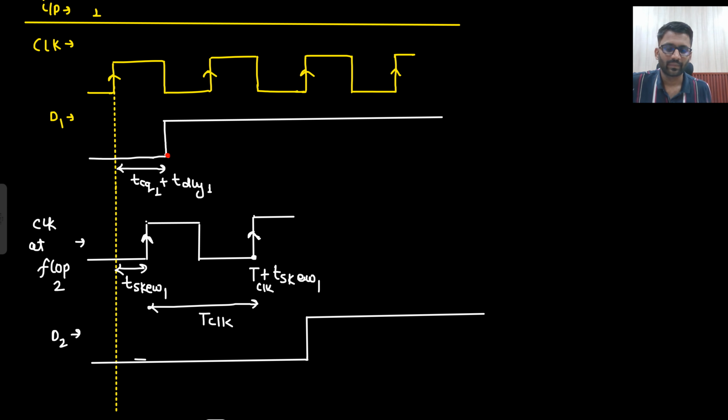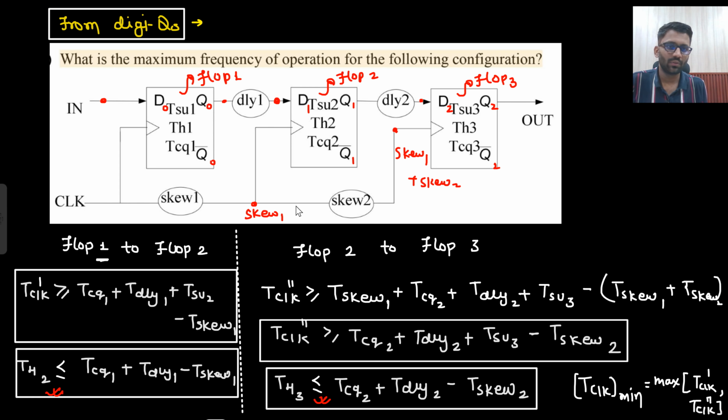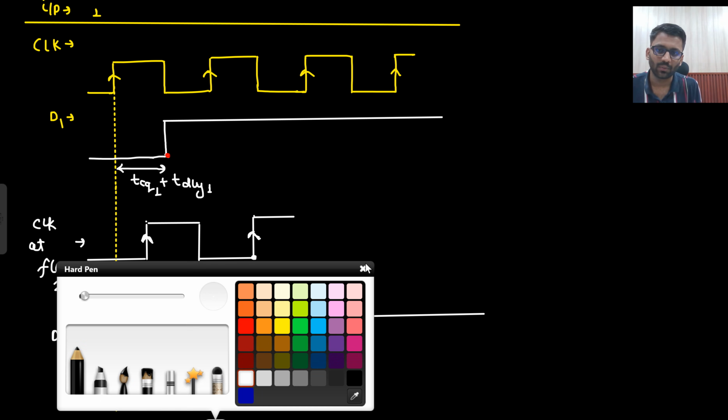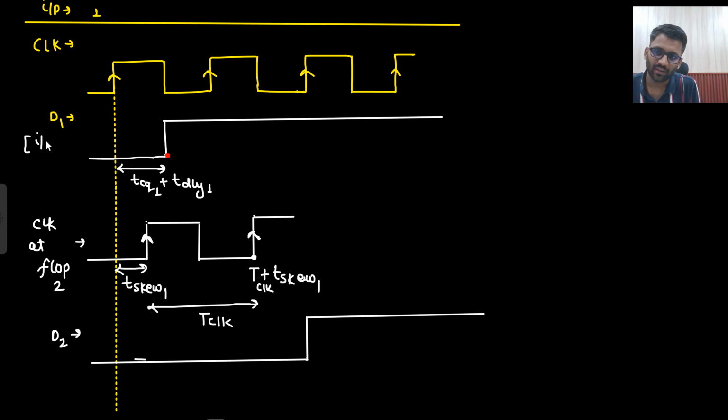Okay. Now, what is the clock at flop 2? Now the job is to sample this data, right? The job is to sample this data now. So what is the clock at flop 2? That is original clock delayed by T skew. This is the clock at flop 2. And this is the input data. Input data at flop 2.